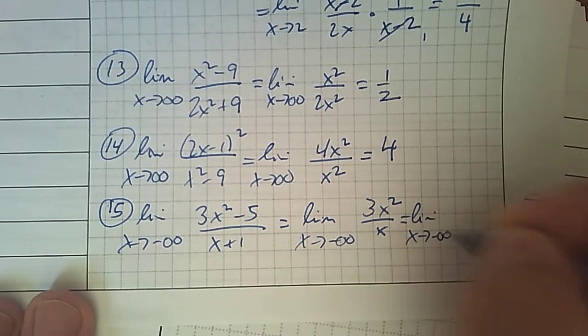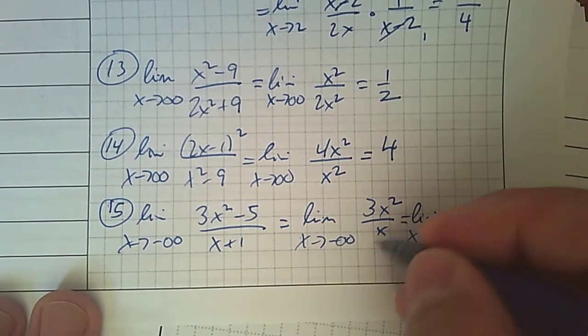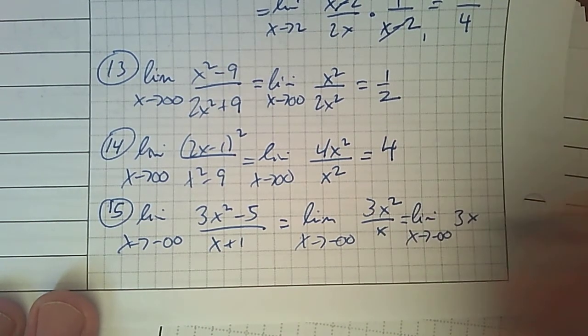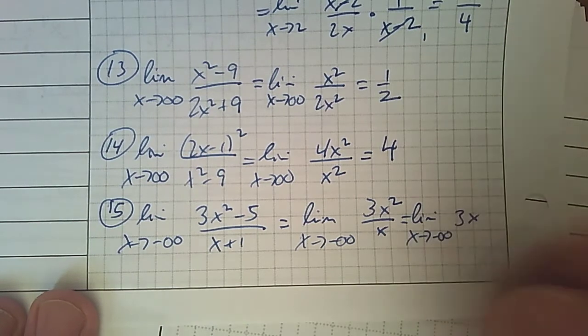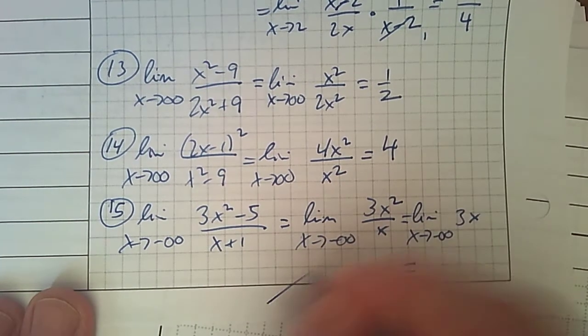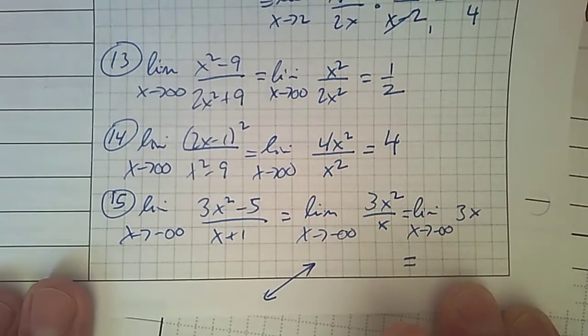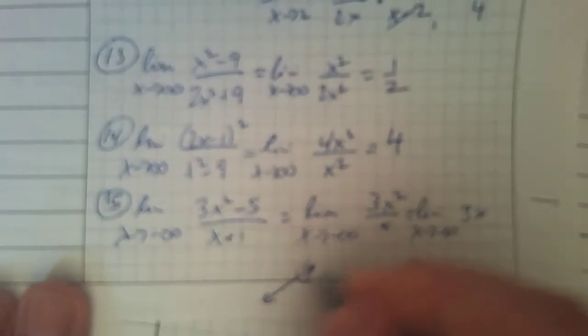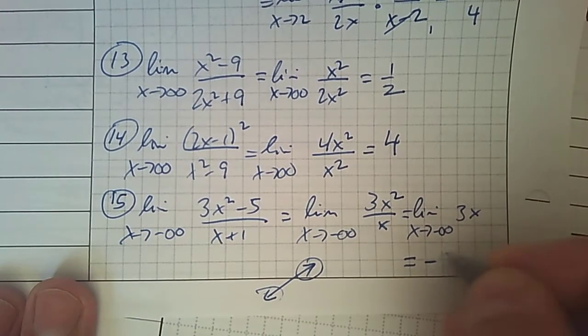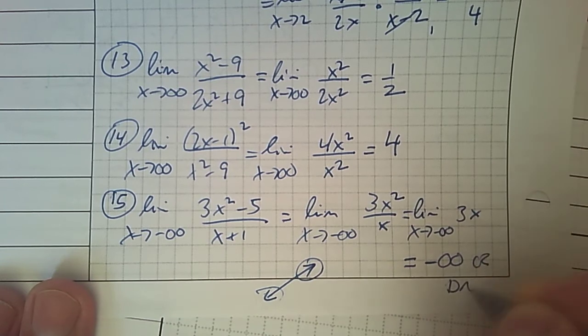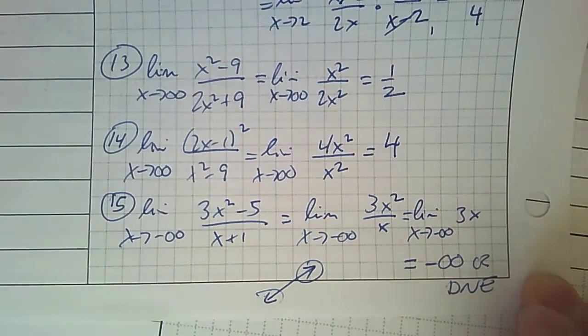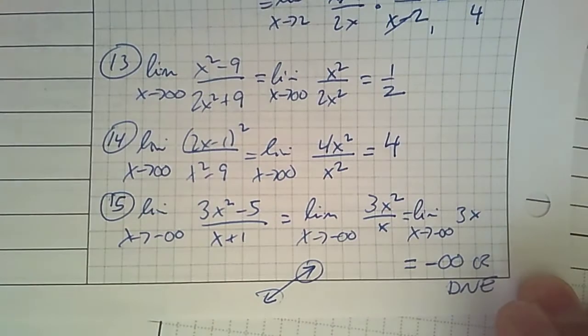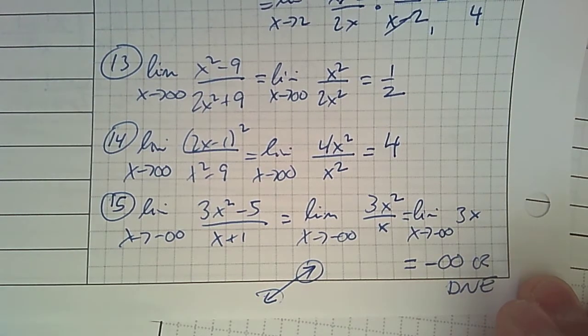That means the ends are going to infinity or negative infinity. So when I simplify it, it's just 3x. Now 3x is just a line. It's a positive slope line. So if I draw a positive slope line, the right end's going to infinity and the left end is going to negative infinity. And because they're approaching negative infinity or positive infinity, you can also write down that it does not exist.